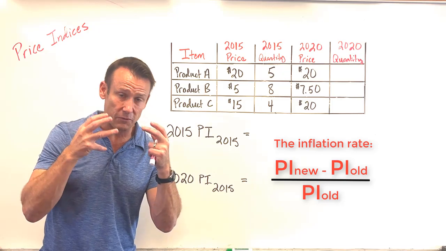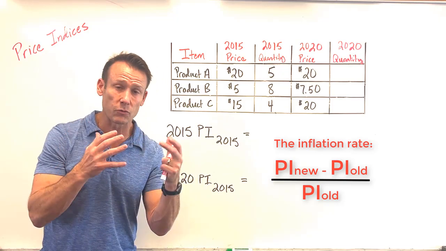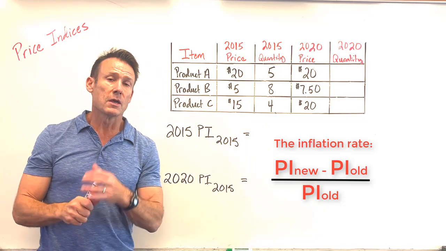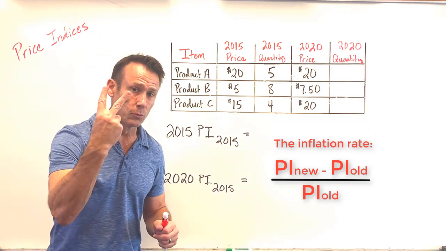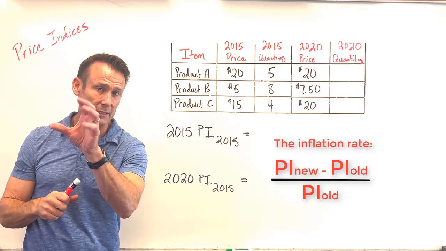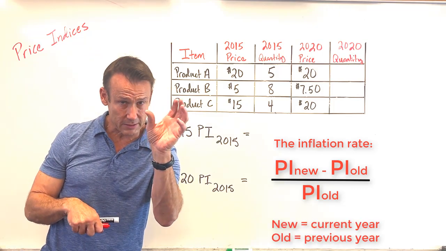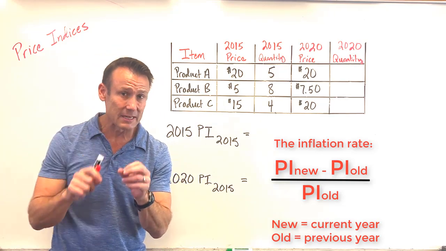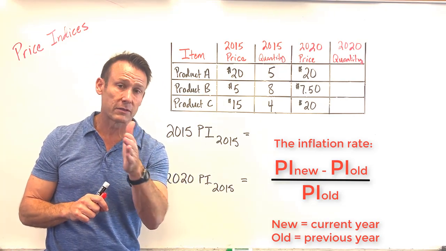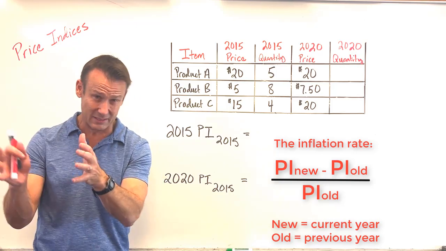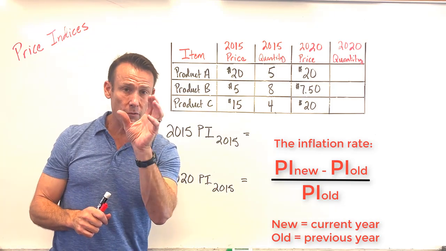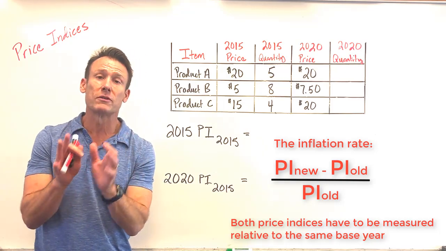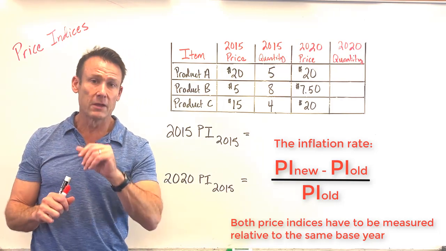We're finding the growth rate in prices, and if you want to find the growth rate of anything, that's what you do. You take new minus old over old. So again, how we find the inflation rate is with two price indices, a current year's price index and a previous year's price index. And then you divide by the previous year's price index. Now, both of those price indices have to be measured relative to the same base year. That's really important. That's that second part of that definition. Both of those price indices that you use must be measured relative to the same base year. Okay, so there you go.